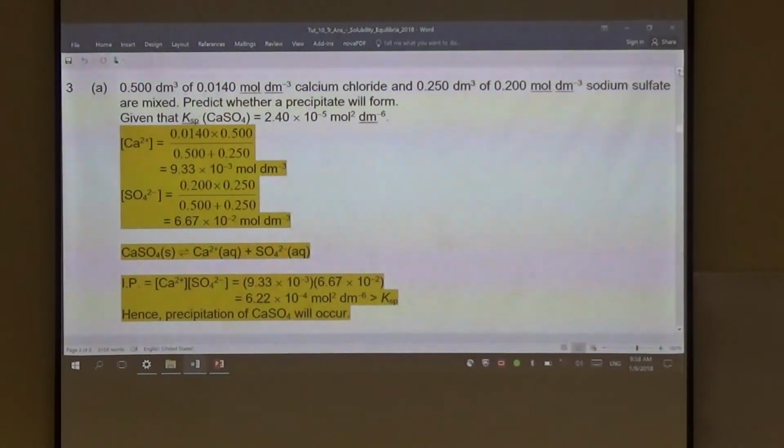So, work out the values. And in this case, you will find that the IP value is greater than the maximum that can dissolve, which is represented by KSP. So it will precipitate out.